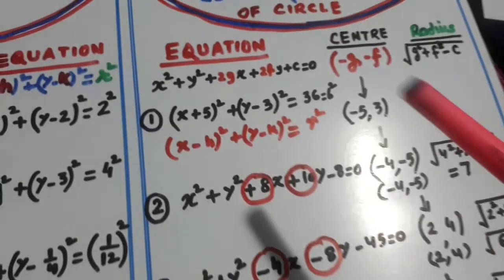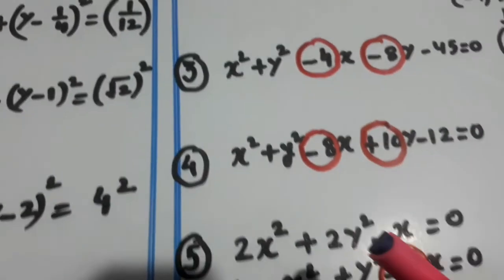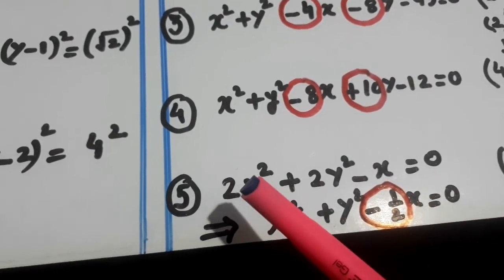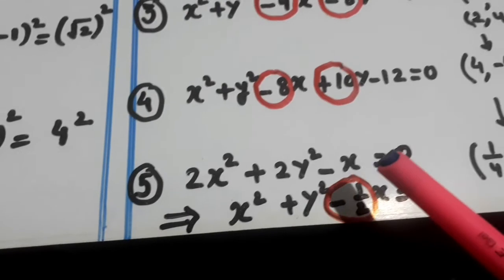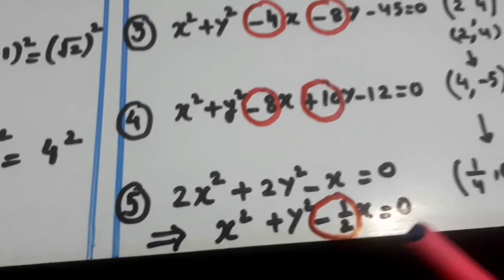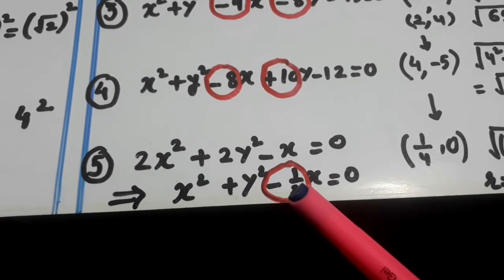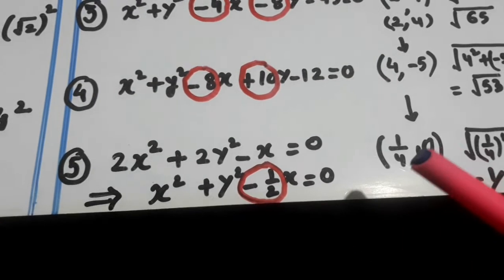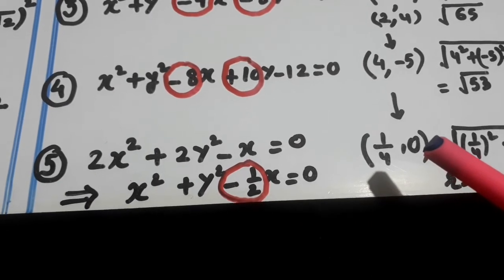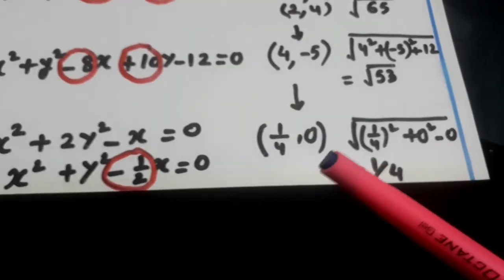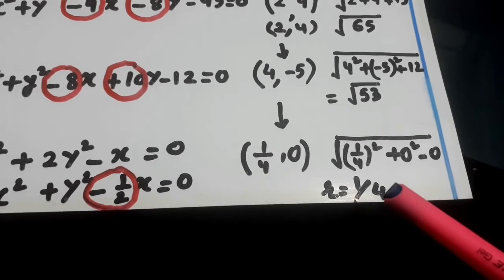Now look here, the general form is x square plus y square. There is no 2 there. So what we will do? Divide everything by 2. It will become x square, dividing 2y square by 2 it will become y square, dividing x by 2 it will be x by 2. So now the general form is there. Coefficient of x is here minus 1 by 2. Half of this is minus 1 by 4, minus half gives plus 1 by 4. y is not there, so coefficient of y is 0. So (1 by 4) square plus 0 square, there is no constant term, minus 0, r is 1 by 4.